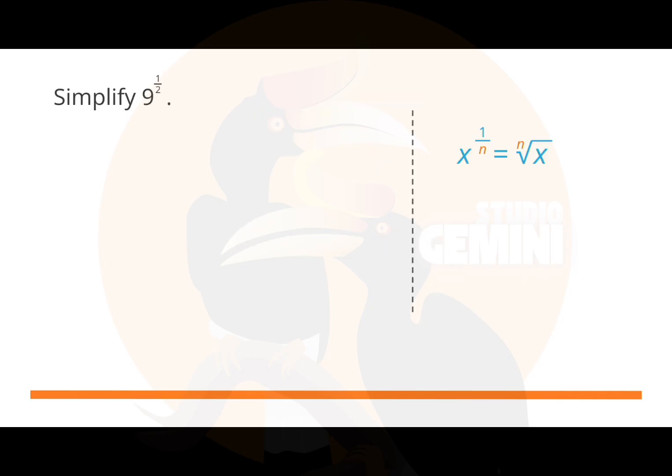Let's rewrite this as a root to help us simplify. Remember, the denominator of the rational exponent tells us what kind of root we are taking. Since the denominator is 2, we're taking a square root. So 9 raised to the 1/2 power is the square root of 9. Note that for square roots we generally don't write the 2 here. So now we just need to find the square root of 9, which is 3. So 9 raised to the 1/2 power equals 3.